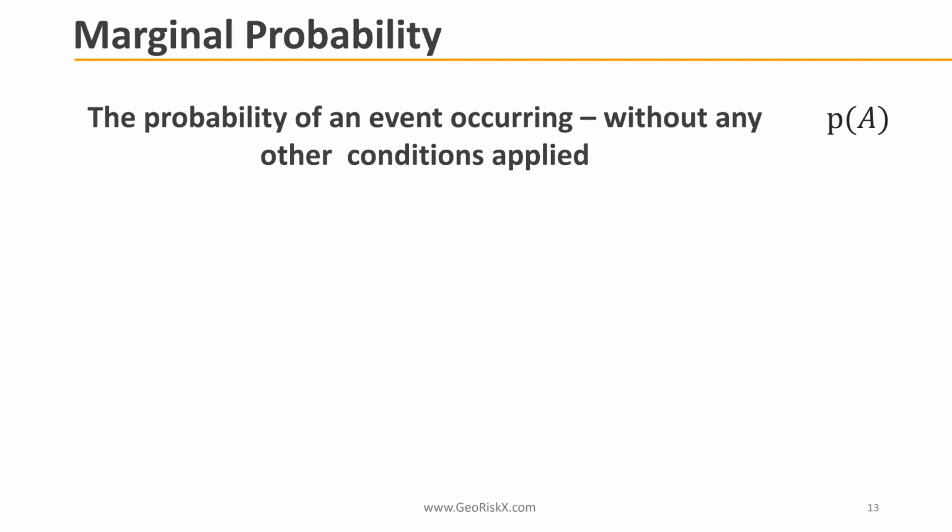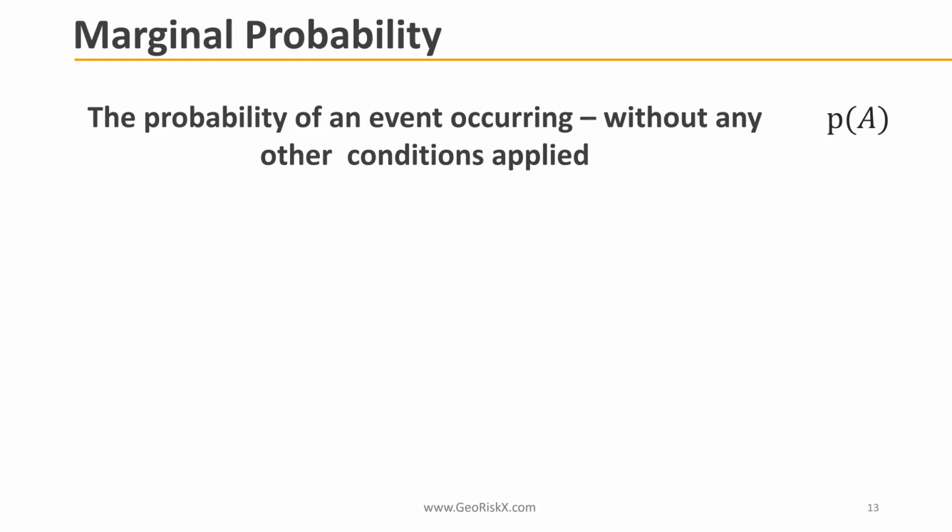The first concept is marginal probability. This is the probability of an event occurring, and we're doing this without any other conditions being applied. For example, we use marginal probability in risking to say what is the probability of the trap being present, or what's the probability of the source rock being present and mature. That's an example of marginal probability. We are not basing that on any other risk, and we're looking at it in isolation. So that is marginal probability.